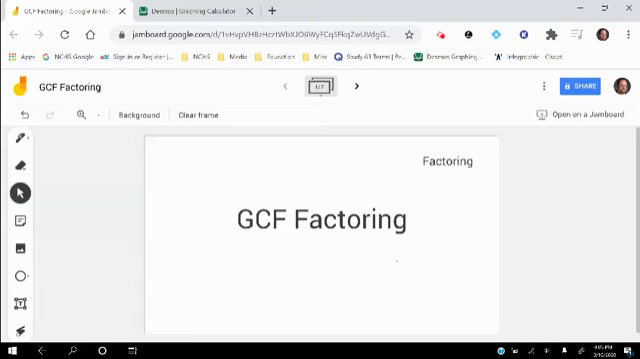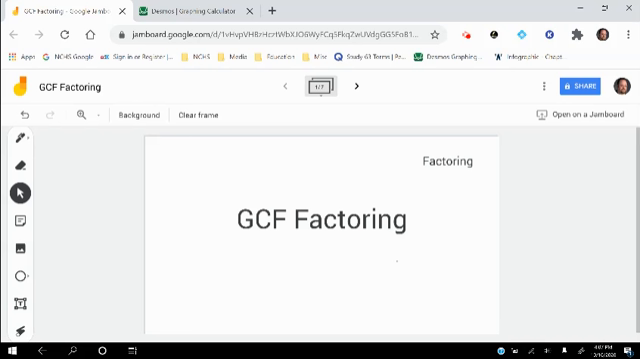Hey everyone, this video is going to look at GCF factoring. What we're going to do first is remember what GCF is, and we're going to talk about factoring, and then we're going to go through examples that cover most of the major ways that you can see GCF factoring, including one that has a set of extra factoring involved.